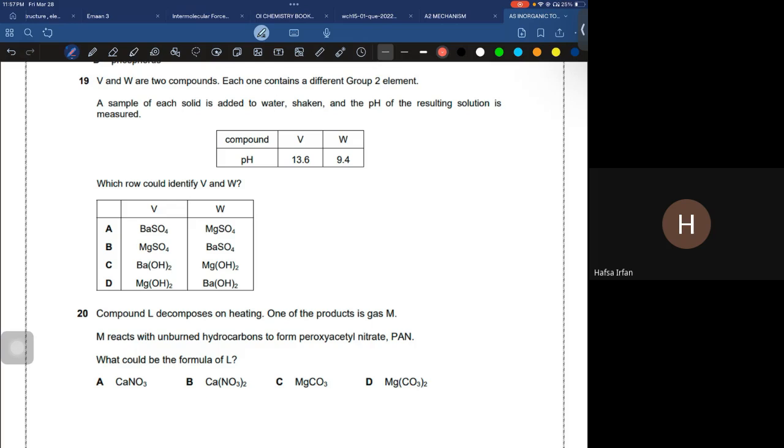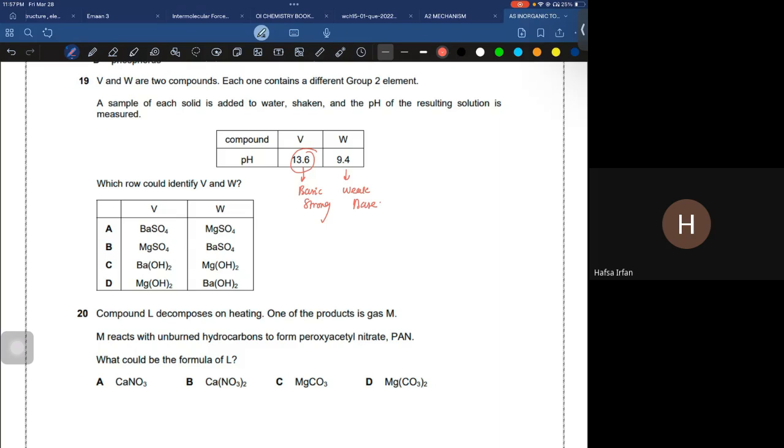V and W are two compounds. Each one contains a different group 2 element. A sample of each solid is added to water, shaken, and the pH of the resulting solution is measured. Oh, more than 7. It's basic, pH strong. It's a weak base. So, which option could identify V and W?